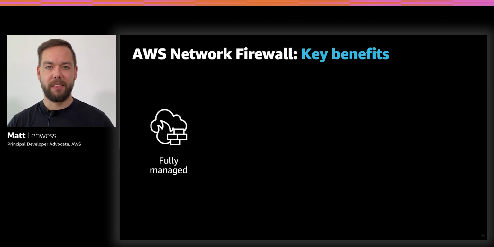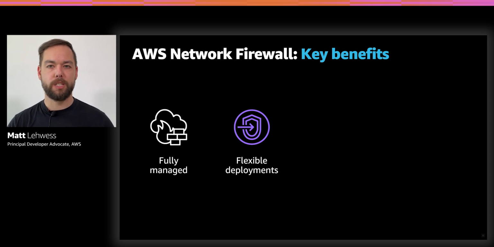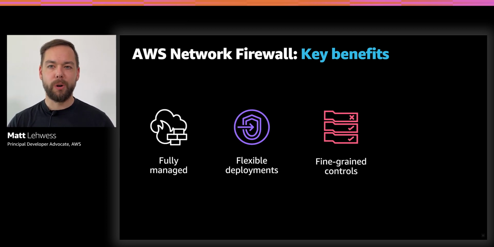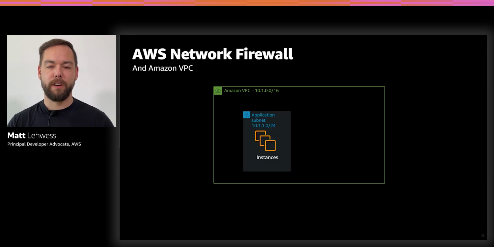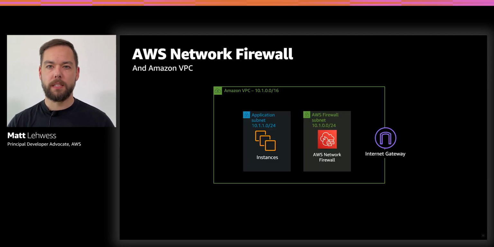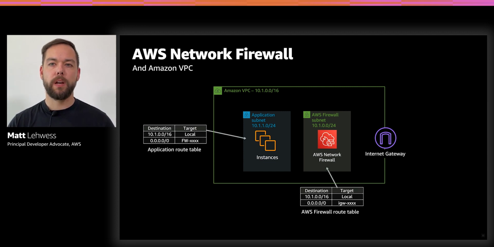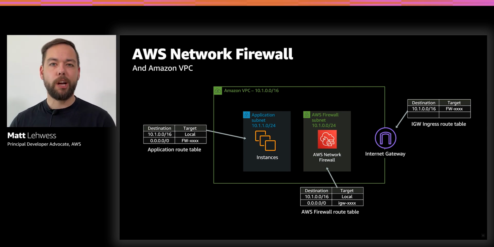It's fully managed, with flexible deployments and fine-grained controls, and we do have partners integrating with Network Firewall. But what I'm actually interested in here is the network architecture. So if we've got a VPC here, just like a Gateway Load Balancer, we've got our Network Firewall deployed inside the VPC, we've got our internet gateway, and now we're using routing to send traffic to and from the Network Firewall. And as I mentioned earlier, the ingress routing or gateway route table for the IGW is super important here to get traffic as it comes into the VPC and send it towards the Network Firewall. But this is generally what a topology would look like.